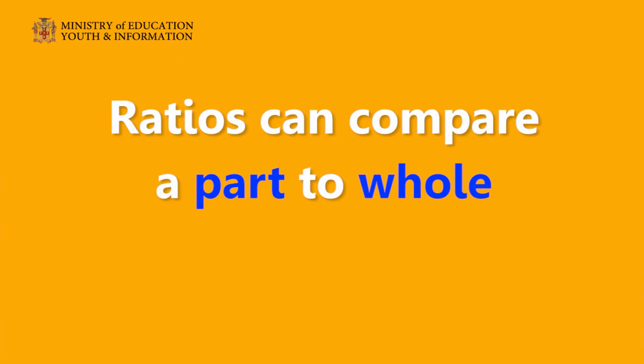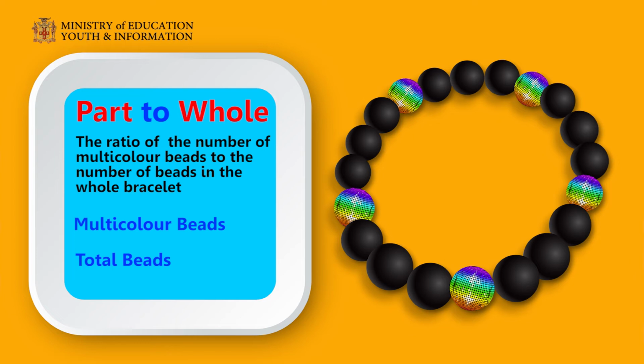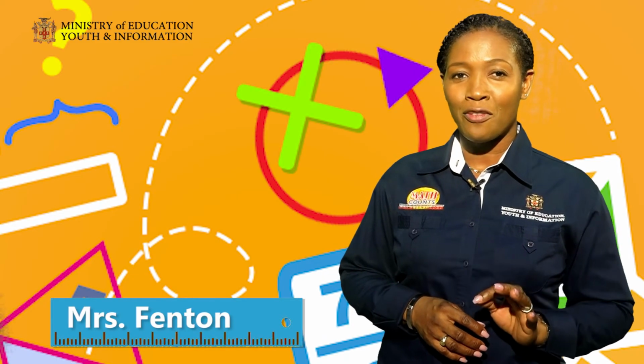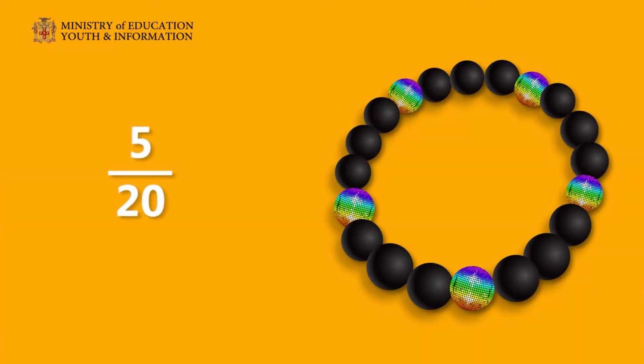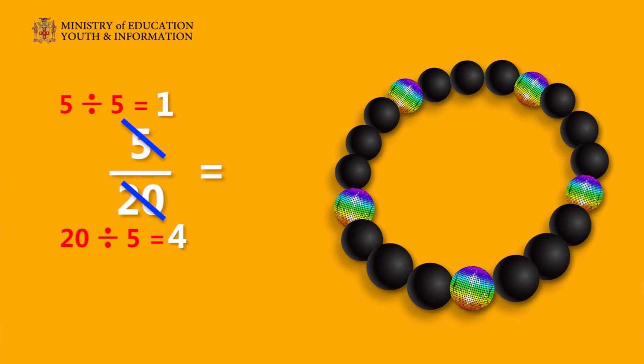Ratios can compare a part to whole. Remember that multicolor and black bracelet? The ratio of the number of multicolor beads, 5, to the number of beads in the entire bracelet, 20. This can be written and conceptualized as a fraction. 5/20. The multicolor beads make up 5/20 of the whole bracelet. Can this fraction be written in a simpler form? Of course it can. 5/20 is the same as a quarter.